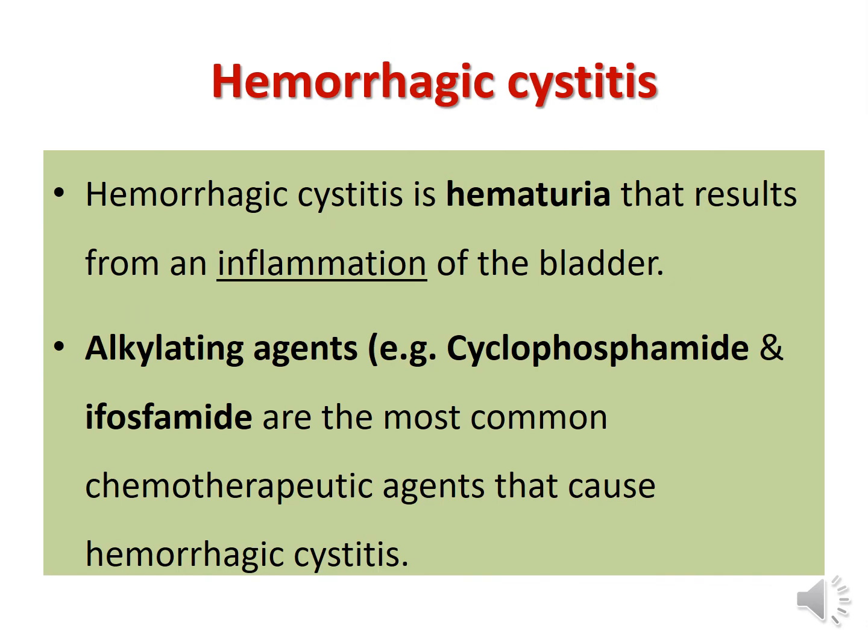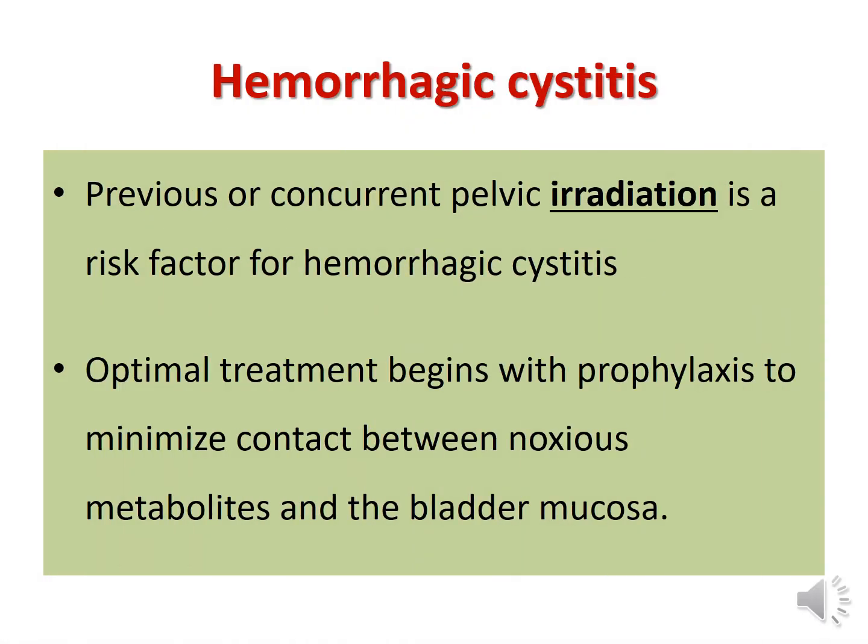What about hemorrhagic cystitis? Hemorrhagic cystitis is hematuria which results from inflammation of the urinary bladder wall. And usually it's caused by chemotherapy called alkylating agents like cyclophosphamide and ifosfamide. Okay? Because these therapeutic agents will lead to some sort of metabolites that will lead to chemical inflammation of the urinary bladder wall. We call it hemorrhagic cystitis because it will lead to hematuria. One of the causes also for having hemorrhagic cystitis is the presence of previous or concurrent pelvic irradiation.